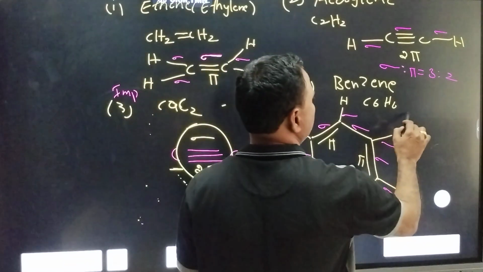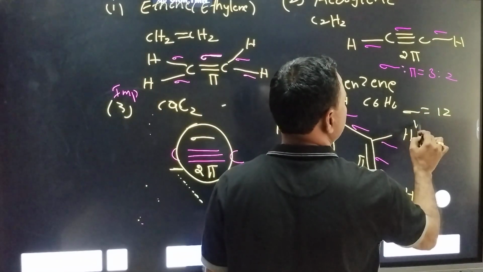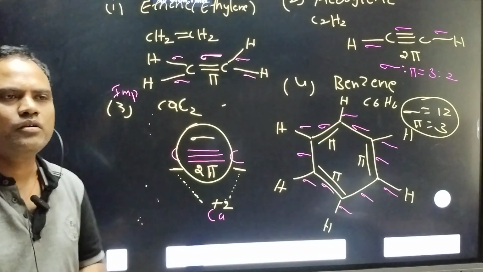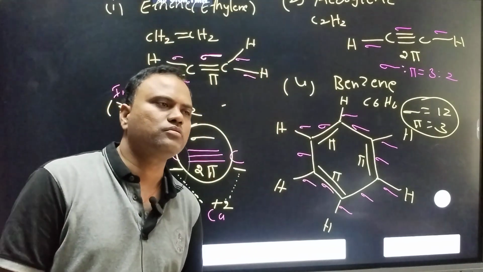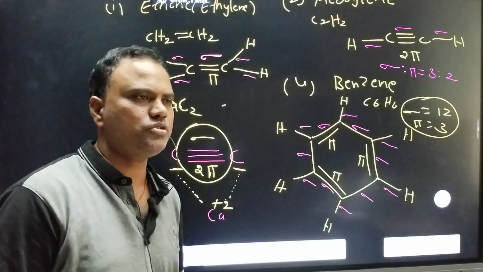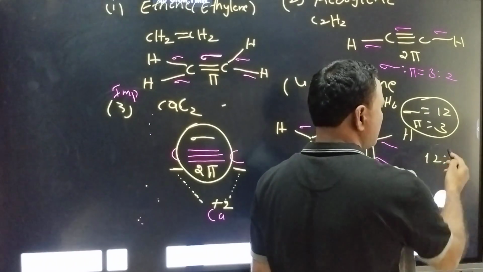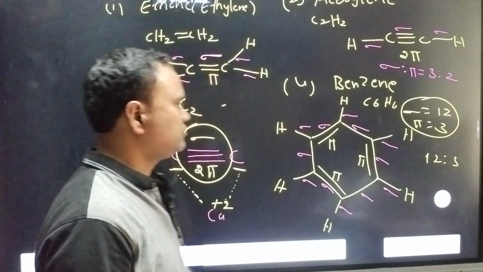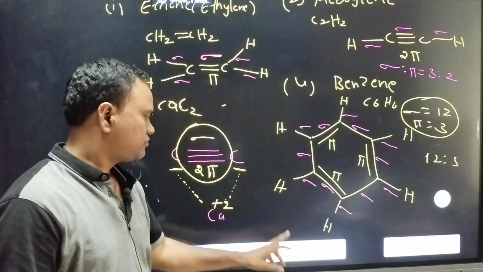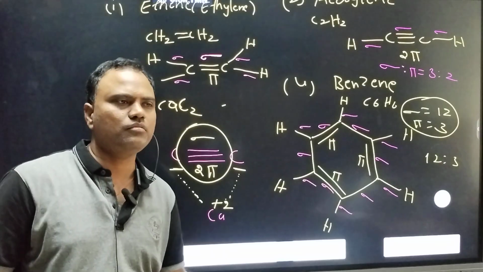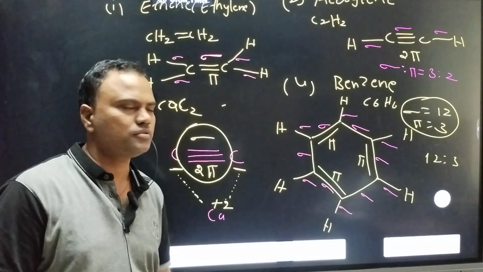So what is the ratio? Sigma bonds are what? Pi bonds are. What is the ratio? Ratio 4 is to 1. 4 is to 1 only. No? 12 is to 3 will come. Simplify this. So, counting sigma and pi bonds with some organic compounds and their names.